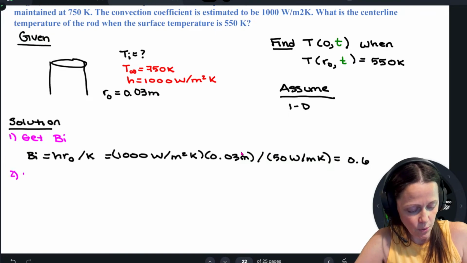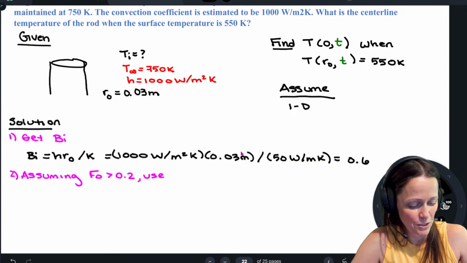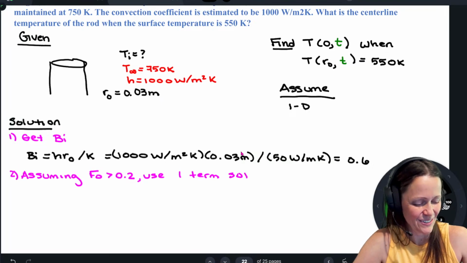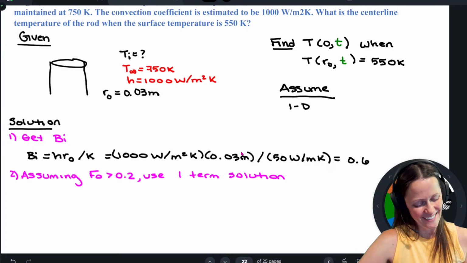Again, let's go ahead and, assuming that the Fourier number is greater than 0.2, we're going to use the one-term solution because it's really the only one that we have. Or at least the only one that we have on that equation sheet. All right, so that's fine.